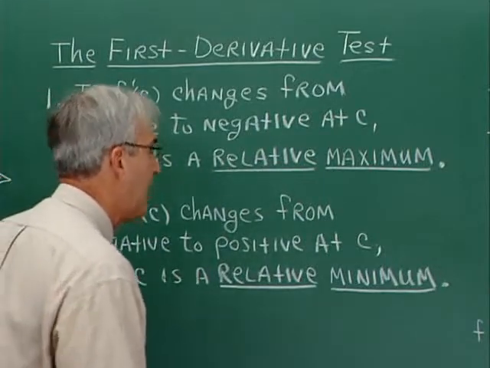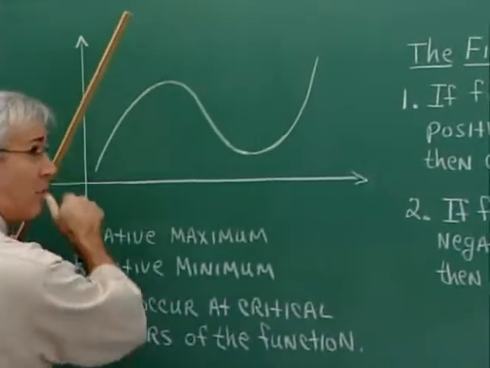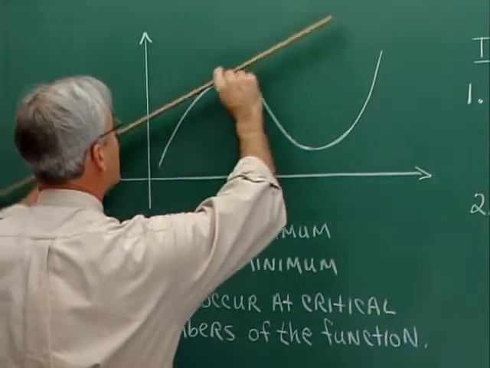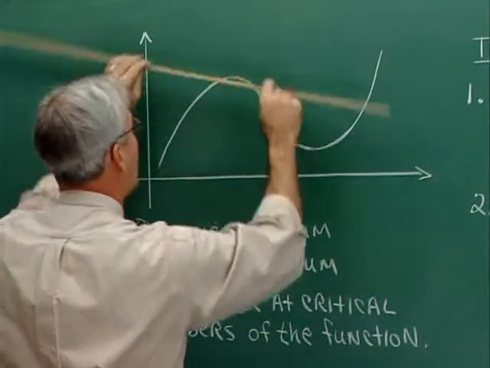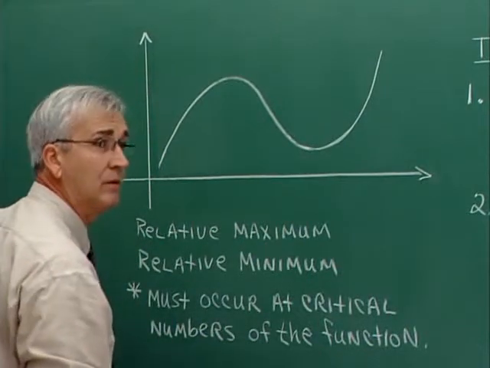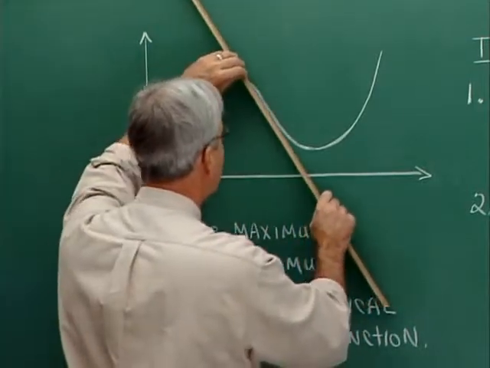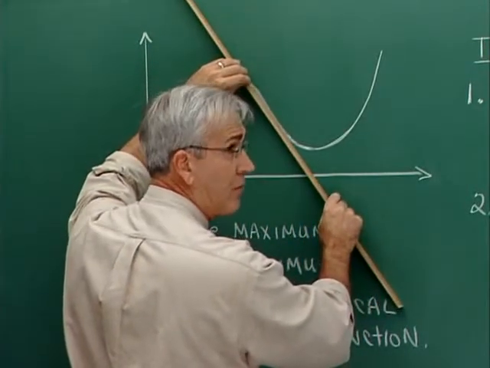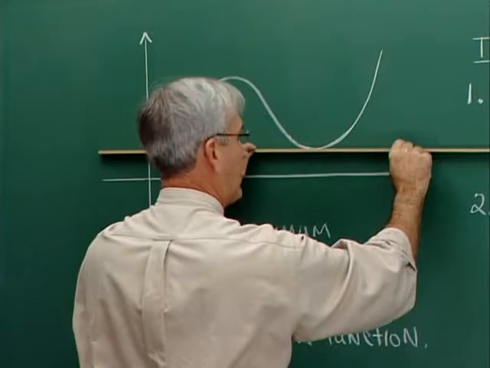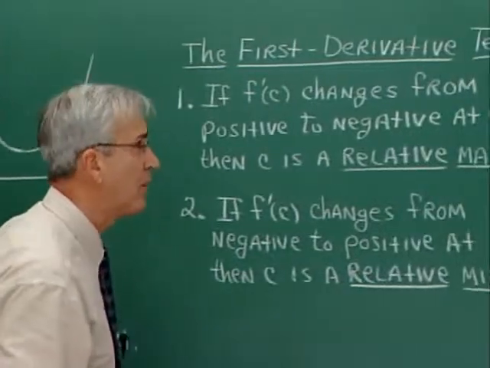Now let's talk about that in the context of a graph. Let's come back over here. You see, f prime of c, the slope of the tangent line, changes from positive to negative. When it changes from positive to negative at this point c, then that point c must be a relative maximum point. And on the other hand, if the derivative function changes from negative, slope of the tangent line negative, to positive at a point c, then that point c must be a relative minimum. That's what the first derivative test is all about, and here's how we use it.